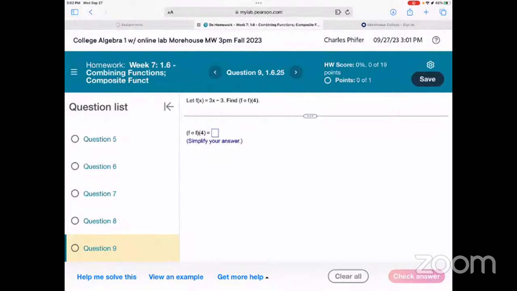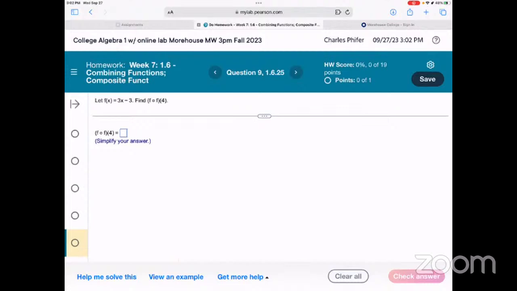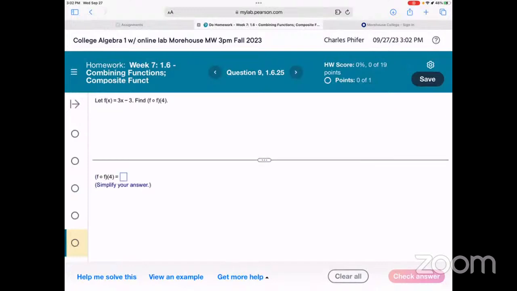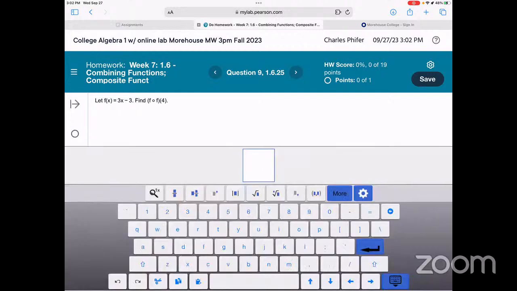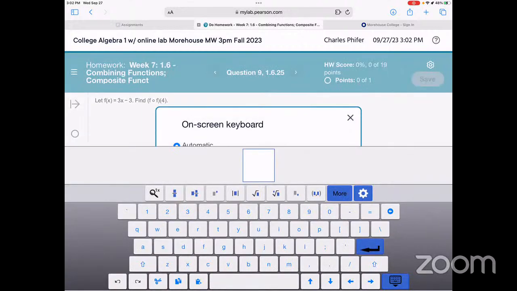Okay. So given this f, we're asked to find f of 4, right? So the open circle, that's composite. That means f compose f. That means the second function inside the first function, right? So first, let's go ahead and find f of 4, right? So that's going to be what? 12 minus 3 is 9. And then we take that result and plug it back into f. So then f of 9 is going to be 27 minus 3. I think it's 24. Okay. 24.